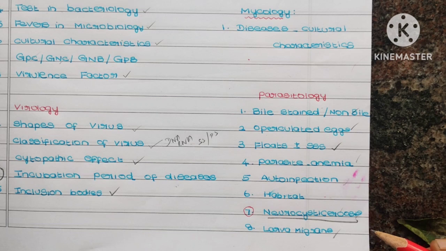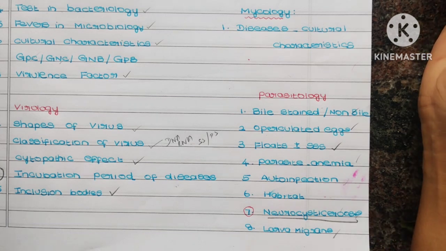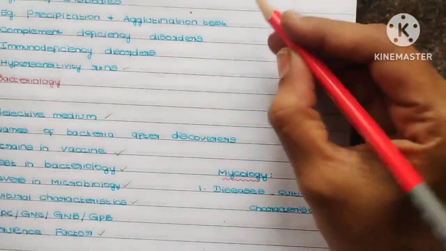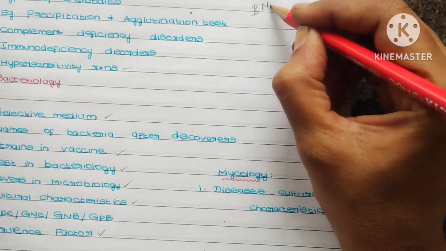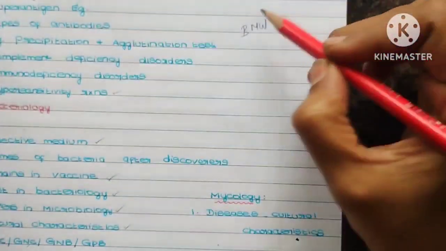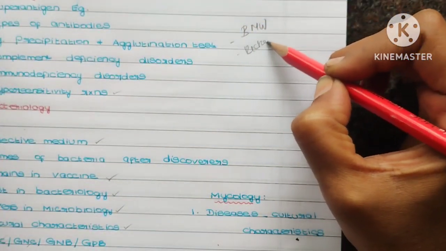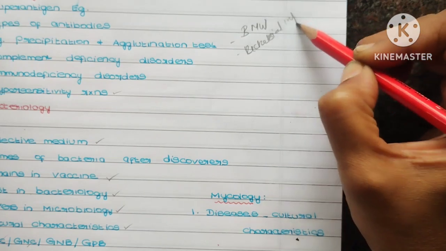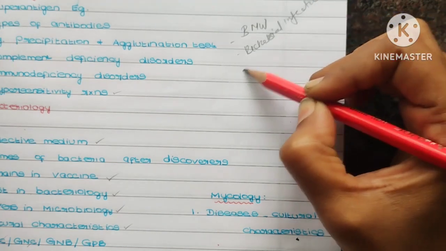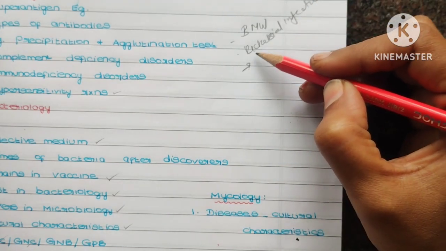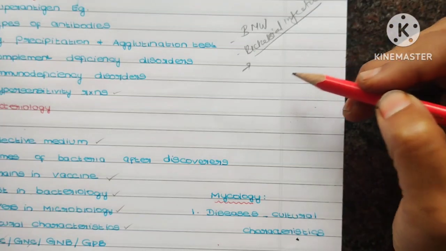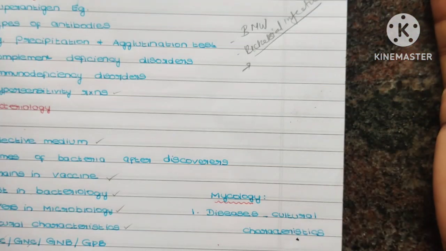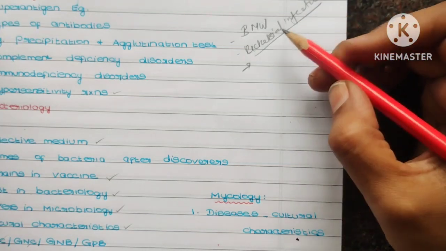And this is an important topic, friends: neurocysticercosis, which is seen in Taenia, and larva migrans. Another important topic: I want to mention four tabular columns, friends. One is biomedical waste management. Second, rickettsial infections, a tabular column of what the causative agent is, what the vector is, and how it manifests the disease.